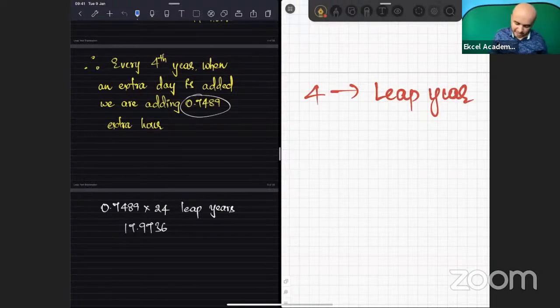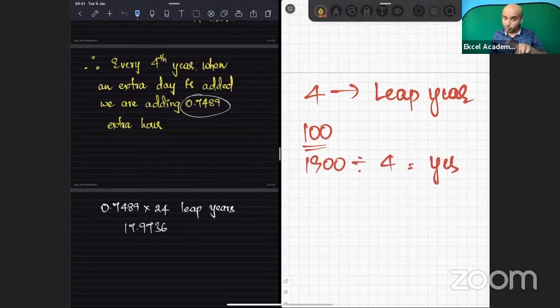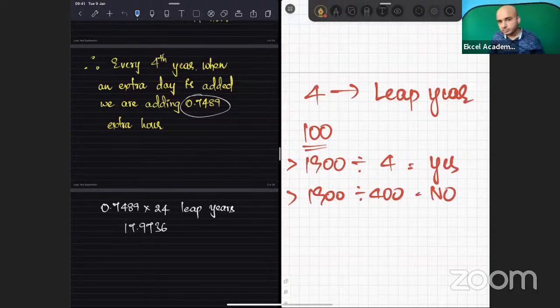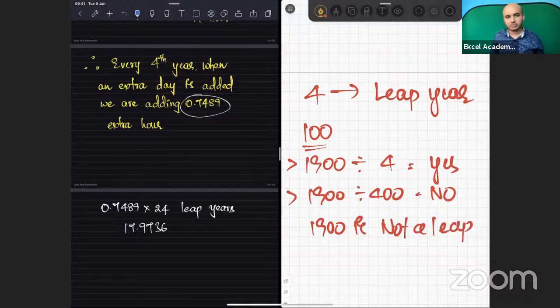But when it comes to century years, for example, 1900. Is 1900 divisible by 4? Yes. We won't stop there. The second question we will ask here is, is 1900 divisible by 400 as well? The answer is no. Then 1900 is not a leap year. That is how we look at all these years.